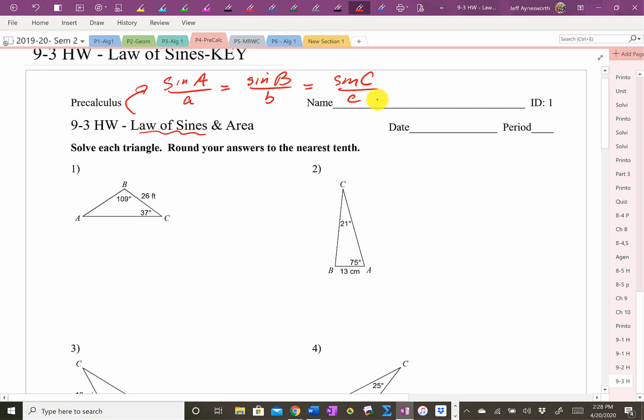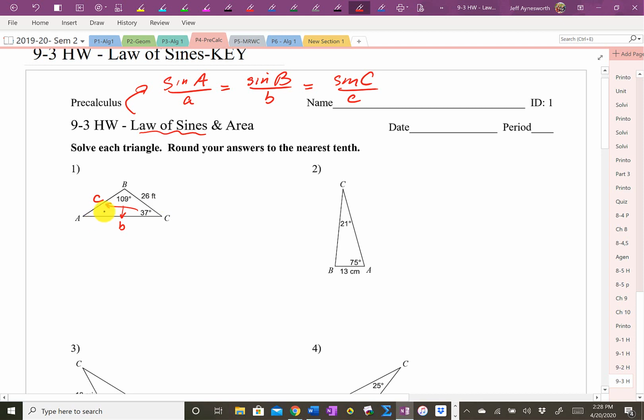Now, how to use the law of sines. It applies to any triangle, but typically people use this on non-right triangles. When it's a right triangle, you just use basic right triangle trig, SOHCAHTOA, that is. Okay, so let's label the sides here. Opposite of angle B, opposite of 109, is little b, and opposite of 37 degrees, well, that's little c, and so on. And we already know side a, that's 26 feet.